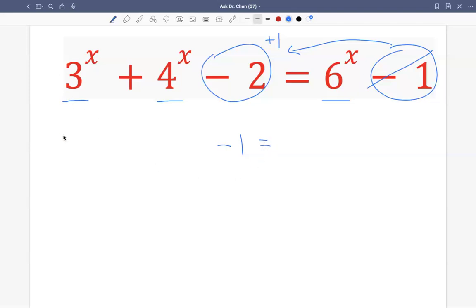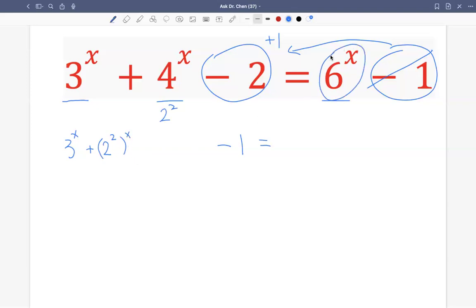Then 3 raised by x, let's just rewrite it. 3 raised by x plus 4 raised by x. Well, we have 3 raised by x, 4 raised by x, and 6 raised by x. We want to make connections out of those three. So we see 3 is a prime. We cannot do anything with it. But 4 is 2 squared. So we rewrite 4 as 2 squared, then raised by x.